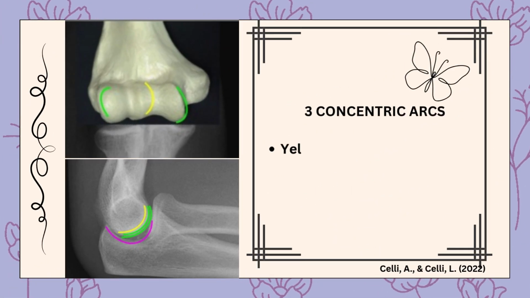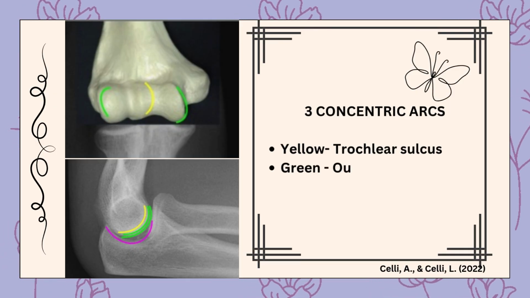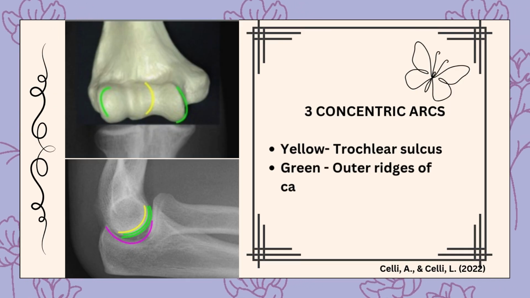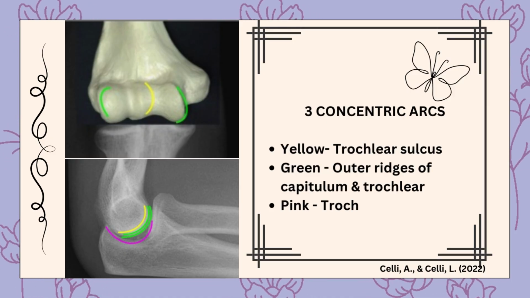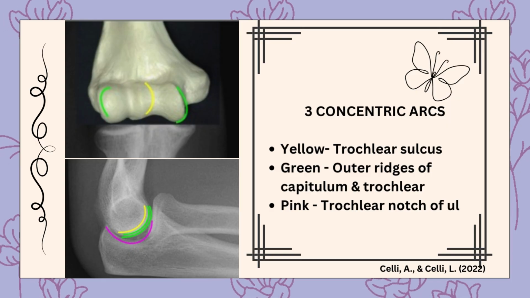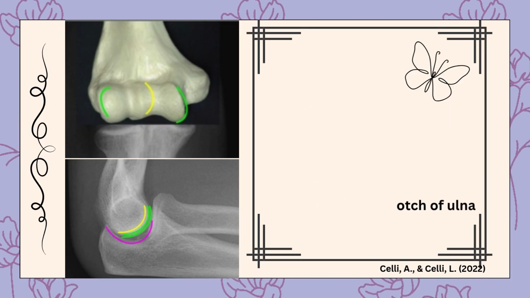The three concentric arcs are made up of three anatomical parts. The yellow line shows the trochlear sulcus. The green color shows the outer ridge of the capitulum and trochlea, while the pink line indicates the trochlear notch of the ulna.